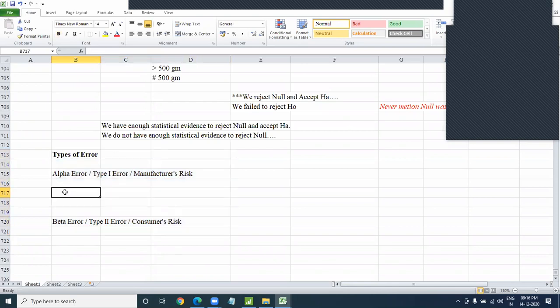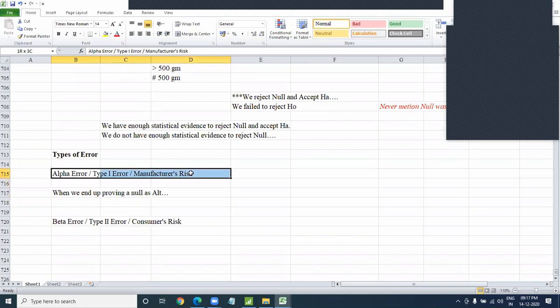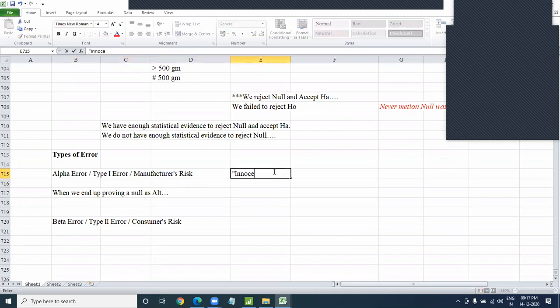Now, what is this type 1 error? Type 1 error is when we end up proving a null as alternate. We have committed a mistake. If it was null, that means there was no relation, and we proved that there is a relation, that it's a root cause. We have made a mistake. What kind of mistake? It will be called a type 1 error or alpha error. This situation is also called the innocent punished situation.